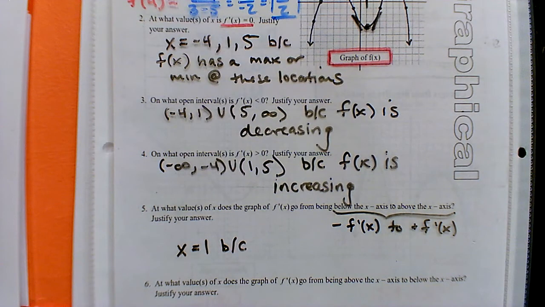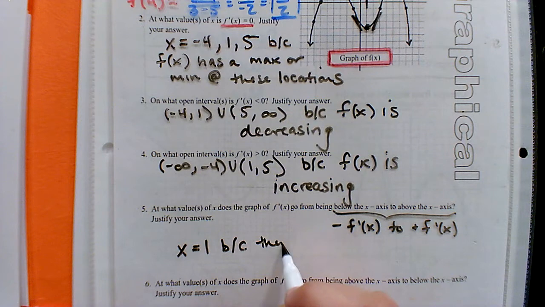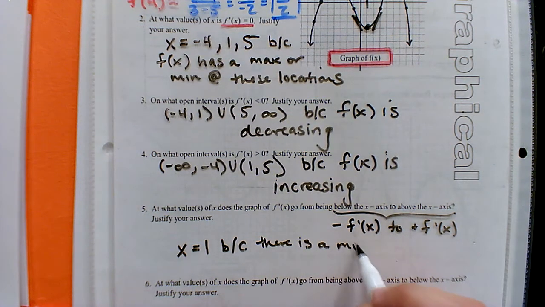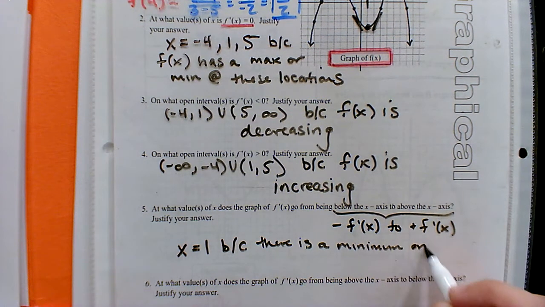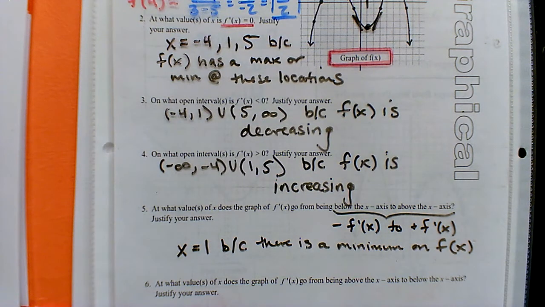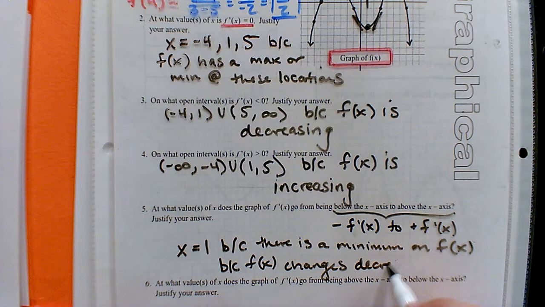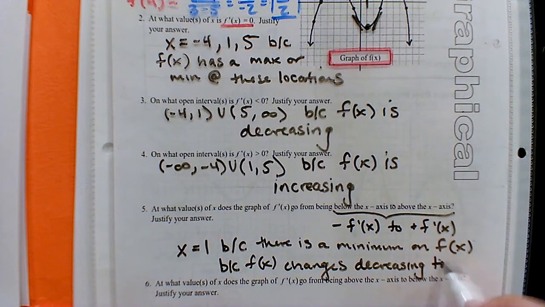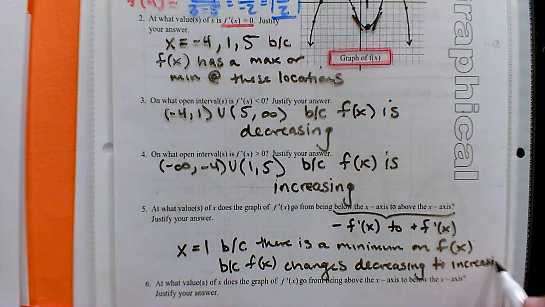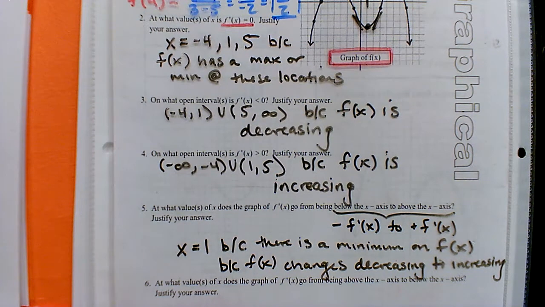What do you want to say? Because there was a minimum, maybe? There is a minimum on the f of x graph. You could say because f of x changes from decreasing to increasing. We said that was another way to signify a minimum was happening.